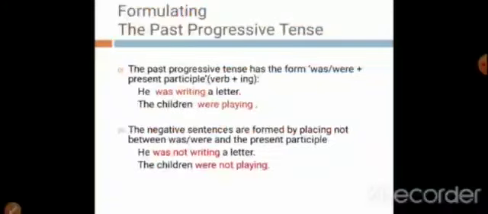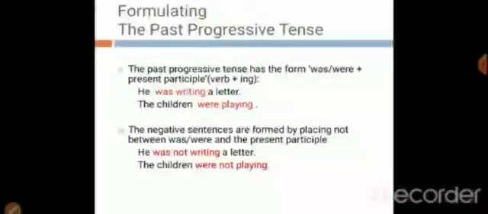Now, how is the past progressive tense formed? The past progressive tense has the form was or were. We all know was and were are the past tenses. Was is used for singular, were for plural subject. So was or were plus present participle, that means verb plus ing.